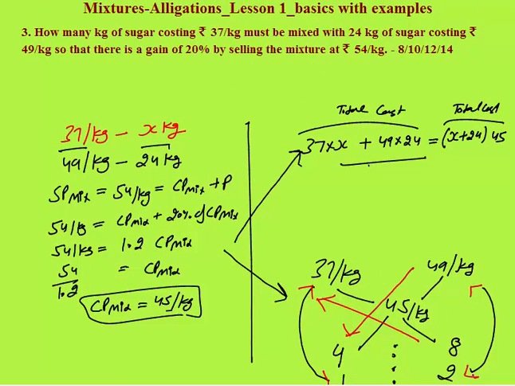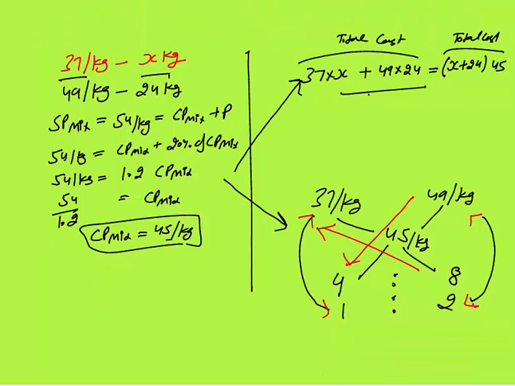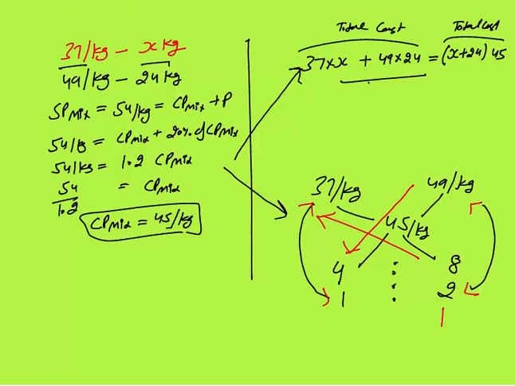Now what is given to us? We are given the 49 per kg rice. The total weight is 24. So this is 2:24 kg. This is given to us, that 49 per kg rice, we have the quantity as 24 kg.